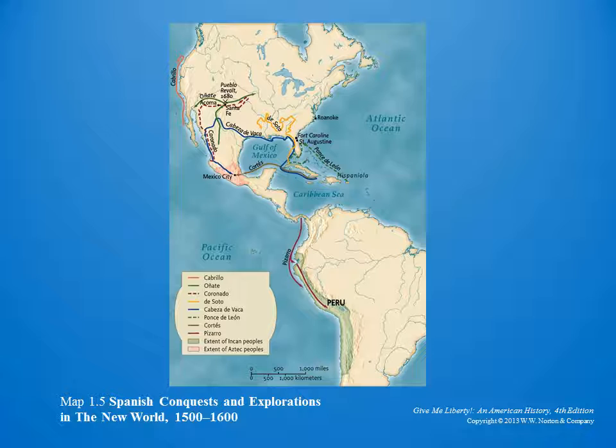You'll notice the highlighted green and pink areas show the extent of the Incan and Aztec peoples.